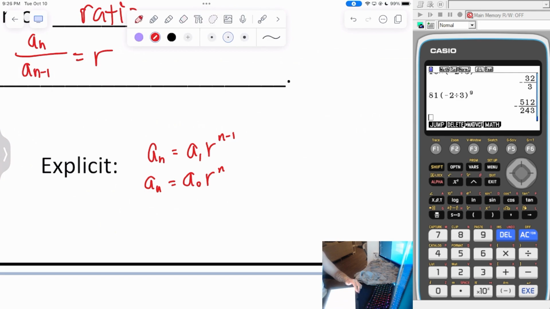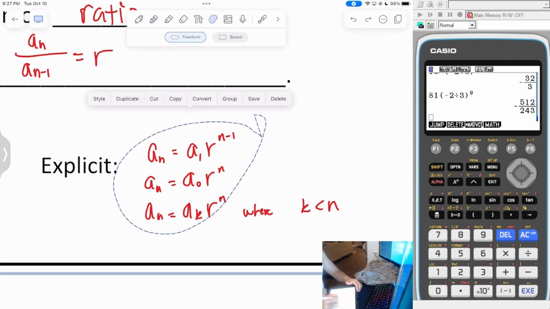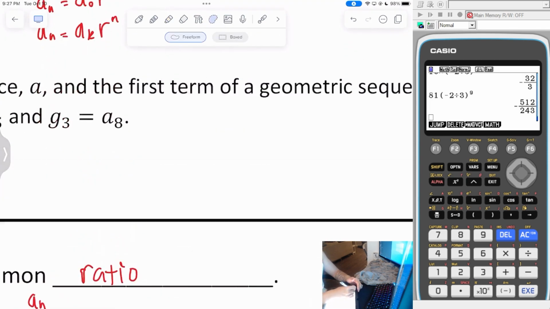And then we have one more. A sub n is equal to a sub k times r to the power of n minus k, where k is less than n. What we're saying here is that a sub k is just some prior term of the sequence, not sure which one it is, that it could be anything prior in the sequence to our arbitrary term in the sequence. So it doesn't have to be a sub 0, it could be any of them. So we'll drag and drop this in case it's useful to us along the way as we go through these problems.